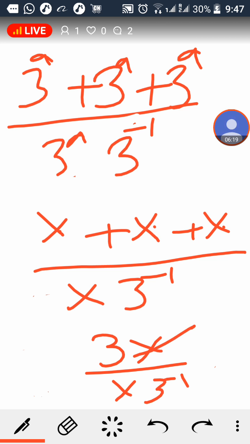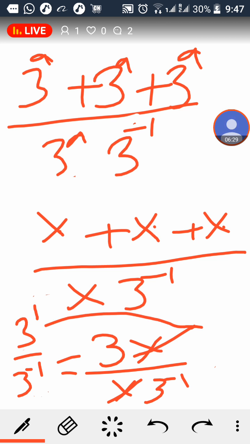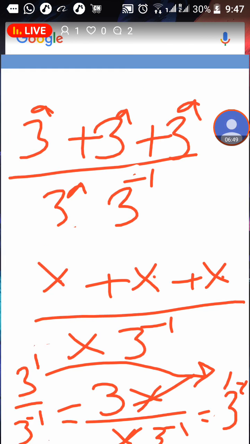You can cancel x with x, right? What you will get is 3 over 3 to power negative 1. The power here is 1 in the numerator, and negative 1 in the denominator. So it's 3 to power 1 minus negative 1, that is 3 to power 2, and you will get 9. Is this okay? Just reply in the WhatsApp.